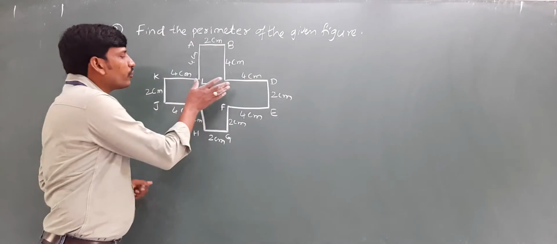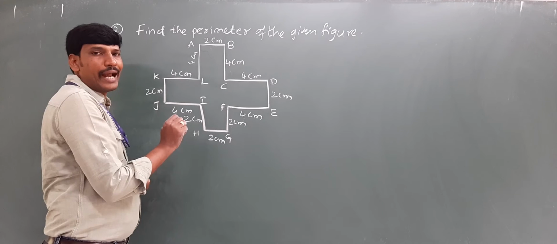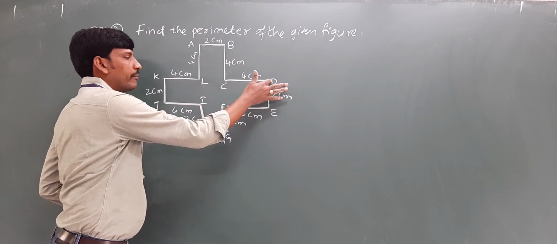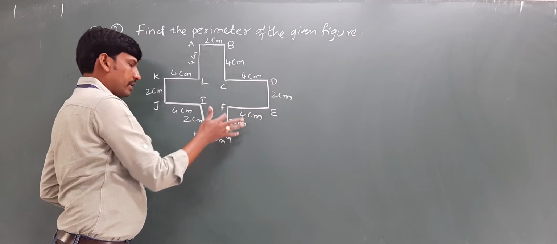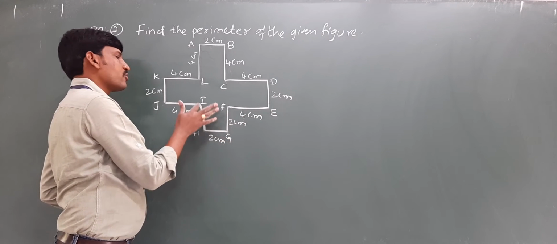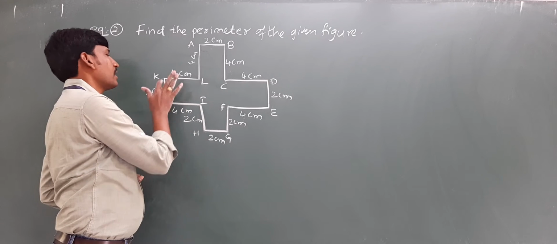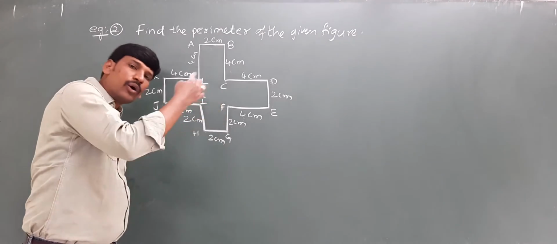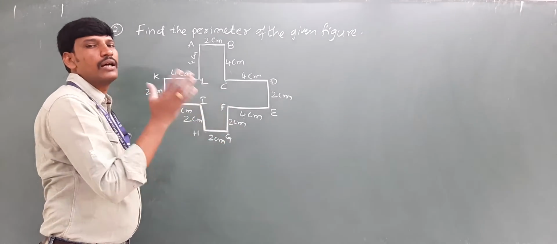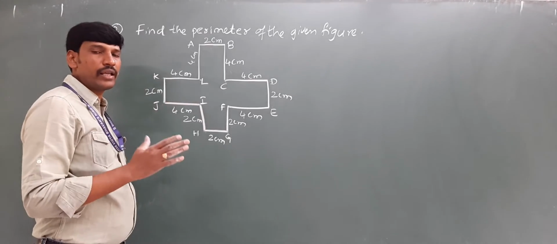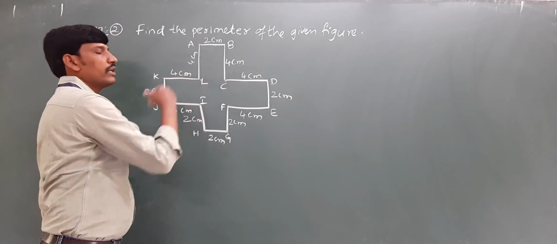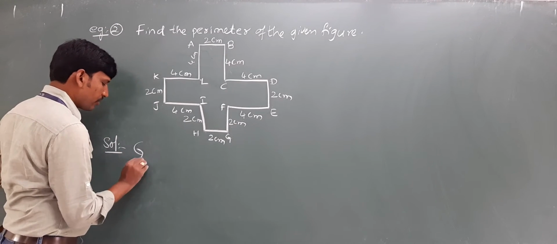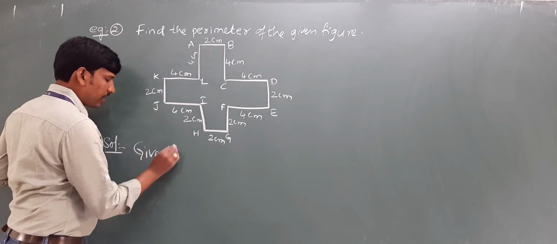Okay, now how to find the perimeter of this figure? By adding all the sides: AB plus BC plus CD plus DE plus EF plus FG plus GH plus HI plus IJ plus JK plus KL plus LA. By adding all the sides, you will get the total length of the boundary, that is called the perimeter of the given figure.